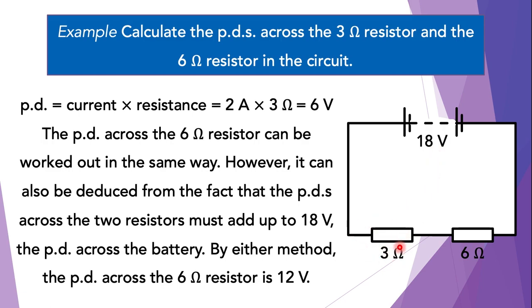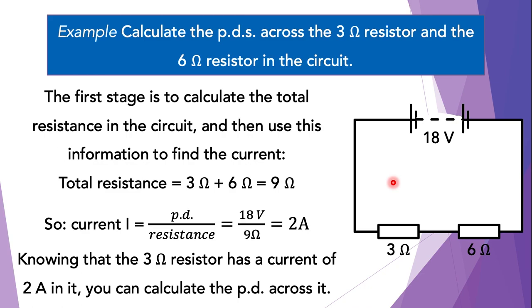So if we know that this resistor has a potential difference of 6 volts, then the sum of both of these resistors would add up to 18 volts, which means that the 6 ohm resistor has a potential difference of 12 volts. But we can also use the equation to find this out, or the fact that they must add up to the 18 volts. And either way, we have to take out the first resistor's potential difference using this equation. So this is how we found the potential differences across both of these resistors.